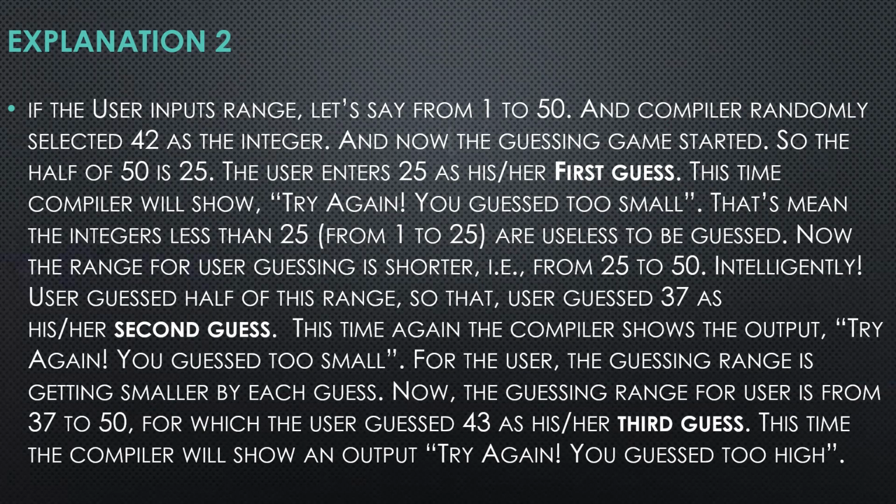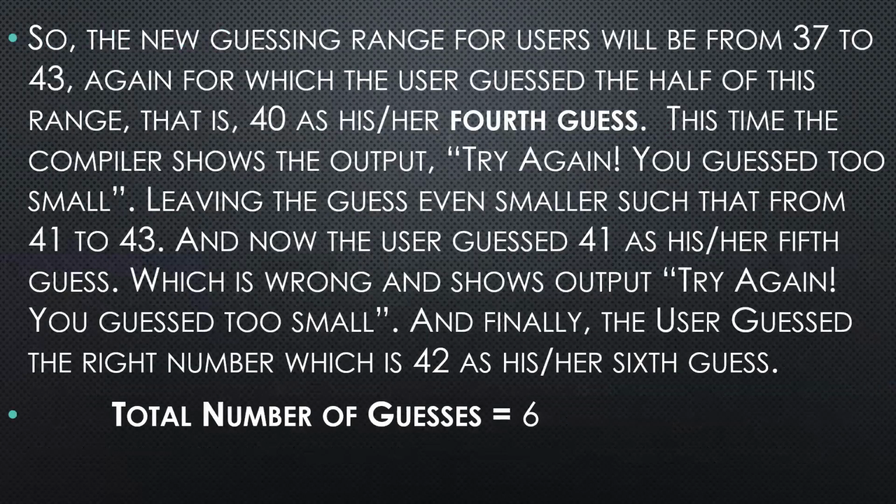For 37 to 50, the user guessed again exactly the middle value, and that was 43. So the compiler will show the output "try again, you guess too high." So 43 is greater than 42, and the compiler obviously shows it's too high. Now the guessing range for the user will be only from 37 to 43.